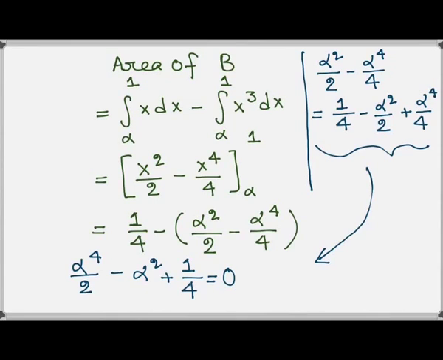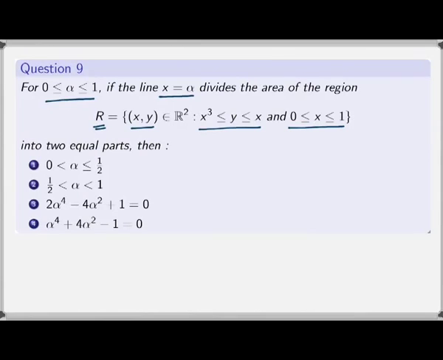Now if we multiply this equation by 4, then we obtain 2 alpha to the power 4 minus 4 alpha square plus 1 is equal to 0. So we are getting a quadratic equation in alpha square. Now if we look at the options here, we can see that third option is correct, that alpha satisfies the third condition. Now we shall check also rest of the options.